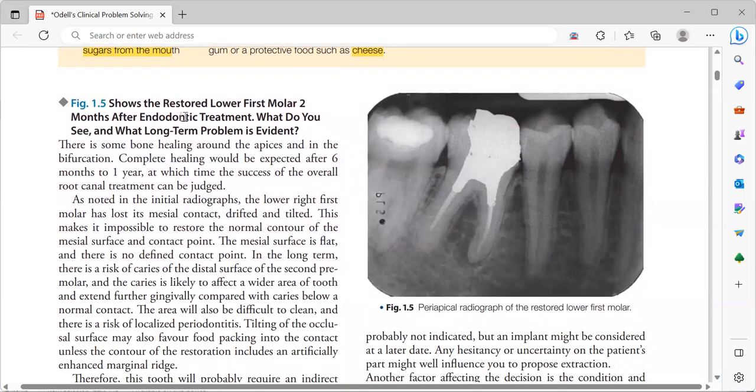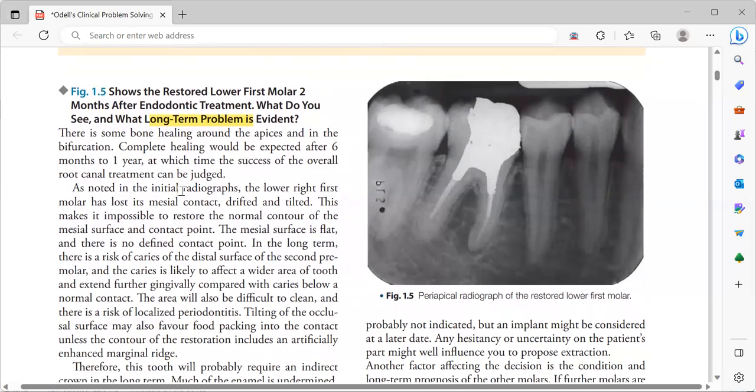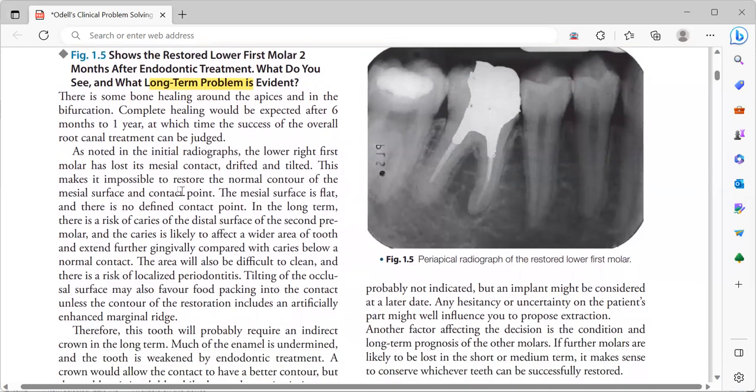Here they have shown a tooth that is restored, and months after endodontic treatment, what would you see and how would the long-term problem be evident? The long-term problem is that the marginal ridge is not there, which is the most important part. There is some bone healing around the apices in the bifurcation. Complete healing would be expected after 6 months to 1 year, and at that time the success of the overall root canal can be judged.